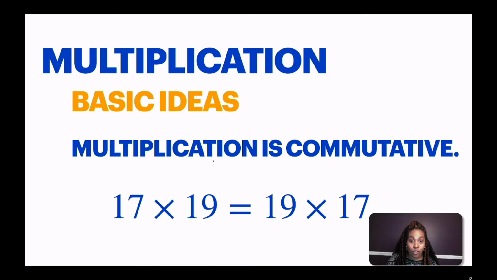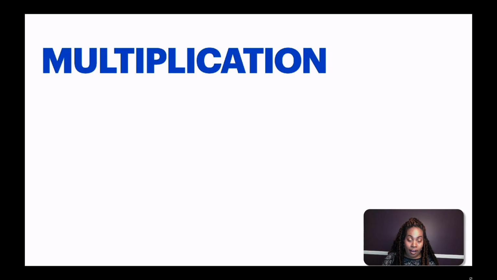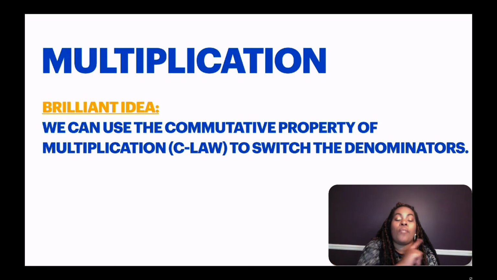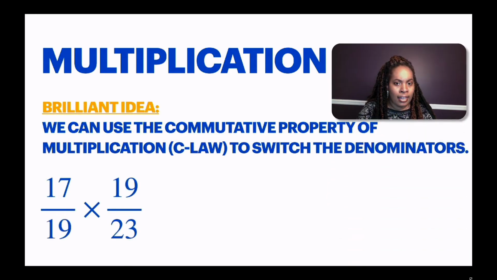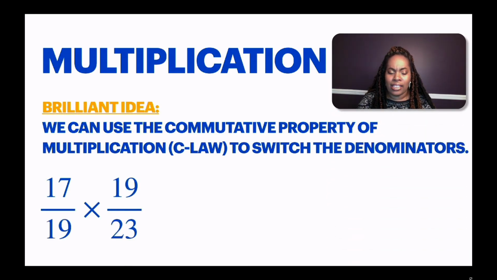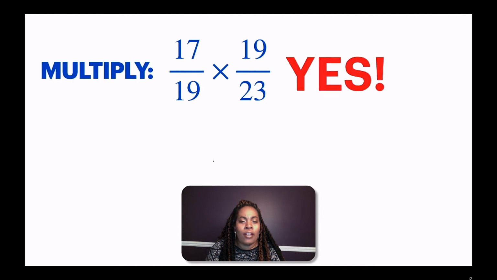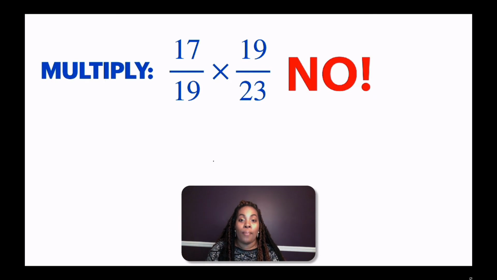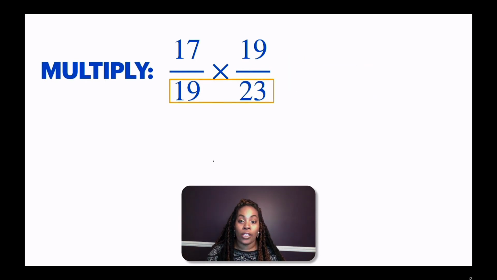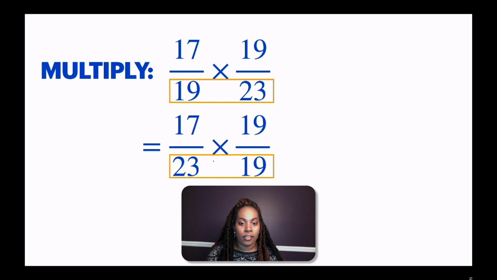Do you realize this is great news? Here's why. We can use the commutative property of multiplication, also known as the C law, to switch the denominators. You know what's going to happen when we switch those denominators? Let's find out, guys. If we have 17/19 times 19/23, then those denominators, 19 times 23 equals 23 times 19. So yes, we can multiply these things. Absolutely. You can multiply anything times anything. But once we get to this point and we switch those denominators, watch what happens.